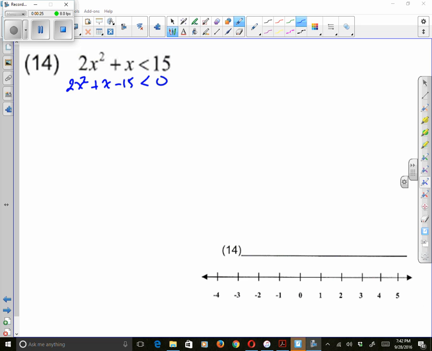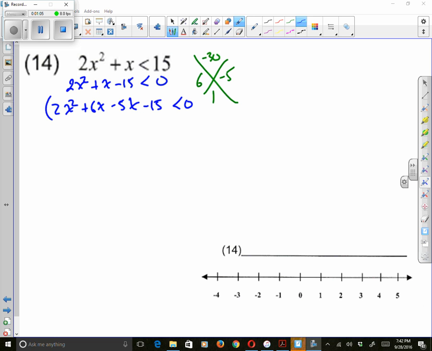Looking for probably factors of negative 30 that add up to 1. So that's probably going to be 6 and negative 5. So when I factor this thing, we're going to have 2x squared plus 6x minus 5x minus 15 less than 0.